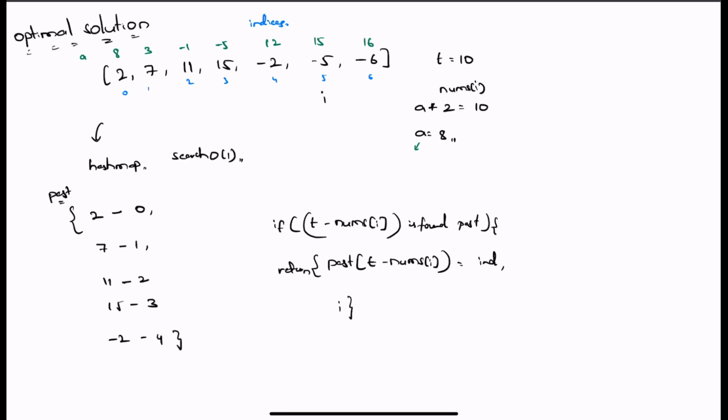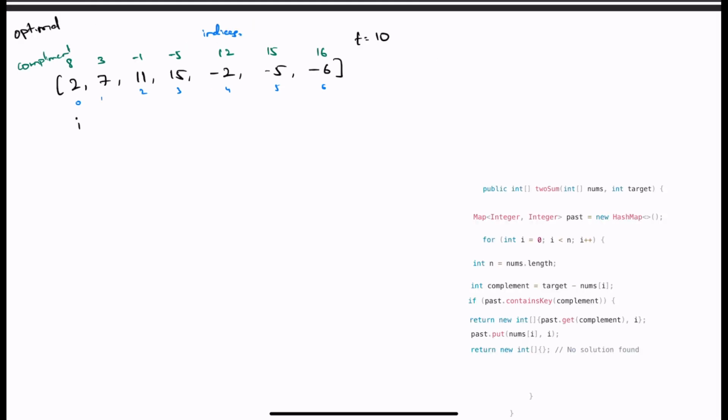So this is how our algorithm works, and we focus on whether we have encountered the complement element or not. That is the solution of the optimal algorithm. Now we will dive deeper into the optimal solution algorithm versus the optimal solution code.